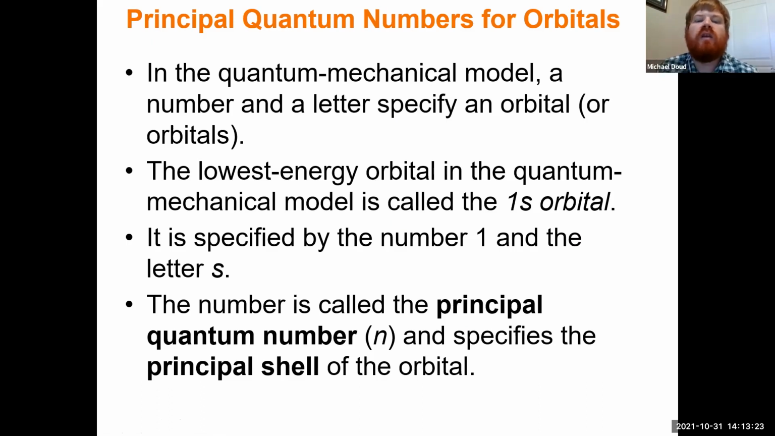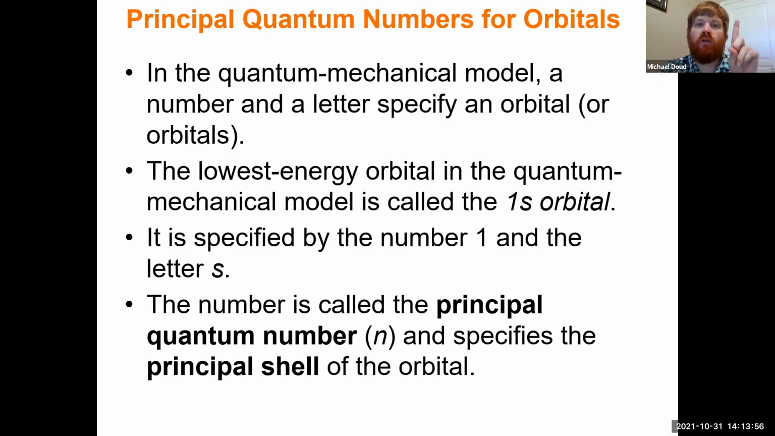Okay, so let's go ahead and talk about orbitals. The beautiful thing about orbitals is this is going to help us understand the periodic table even better. For the quantum mechanical model, a number and a letter are used to specify an orbital or a set of orbitals. The lowest energy orbital in the quantum mechanical model is the 1s orbital. So number 1 and letter s, that's two separate things that you need to keep track of, okay?